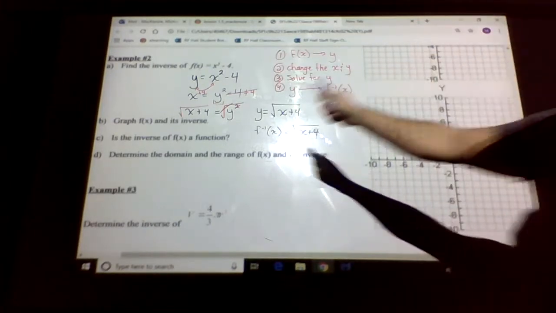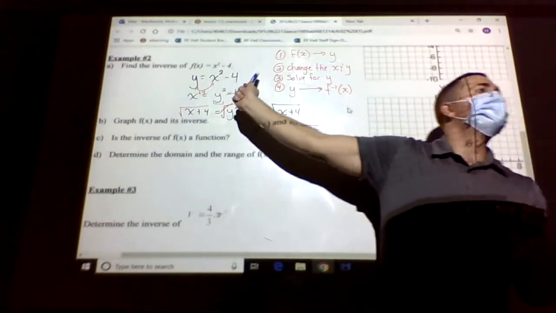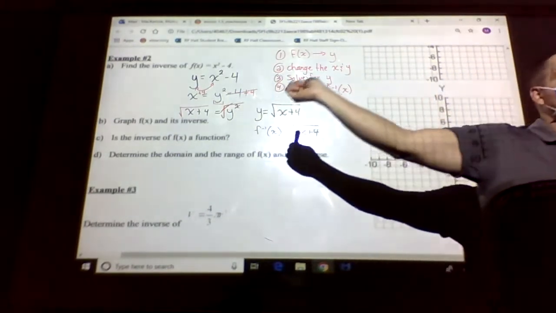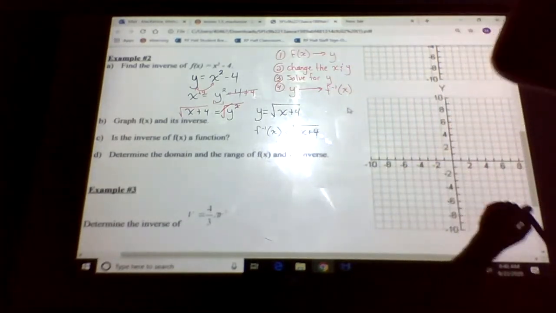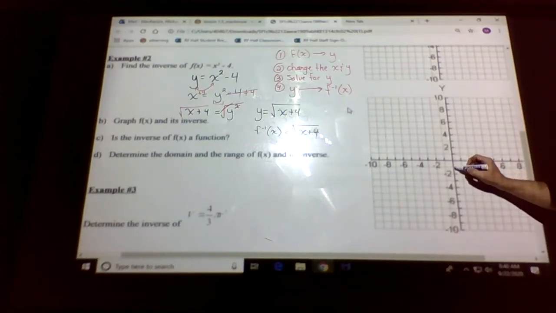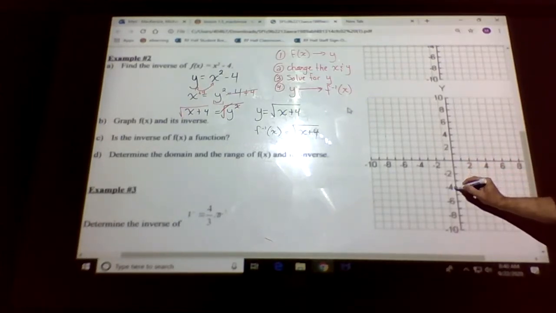Okay, but we have a -4 here. What does this -4 do to the graph? Going by the lesson yesterday, what does the -4 do? Move it down 4. Move it down 4 spots. Okay, so instead of 0, 0, it is now at 0, -4.